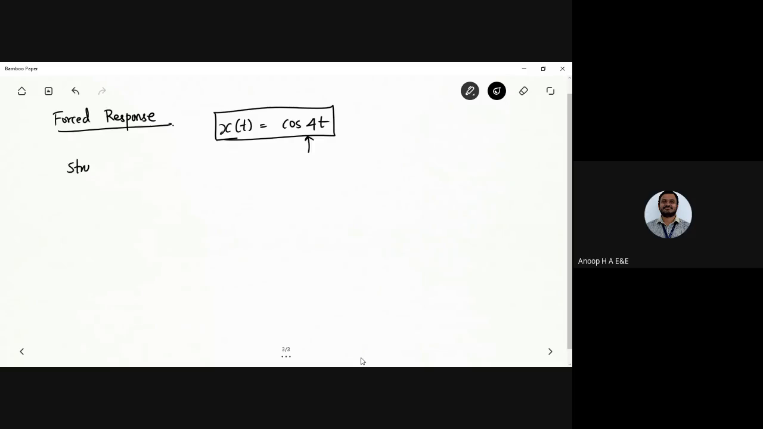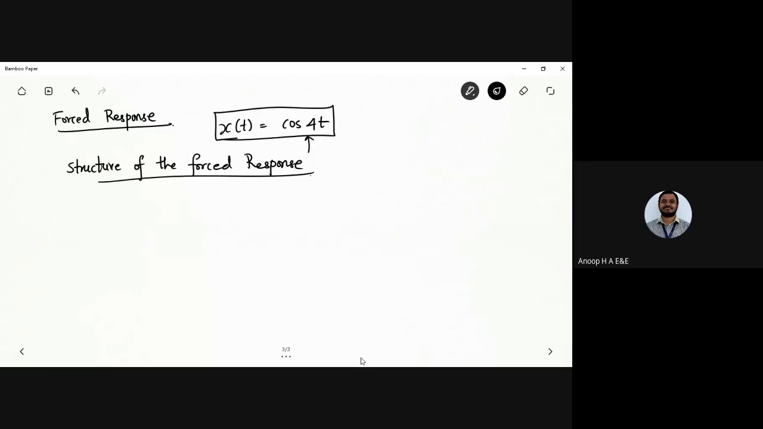How would be the structure of the forced response? Structure of the forced response. Yes, can anyone just unmute themselves and let me know how to write the structure of the forced response? Yes, anyone? They can unmute themselves.